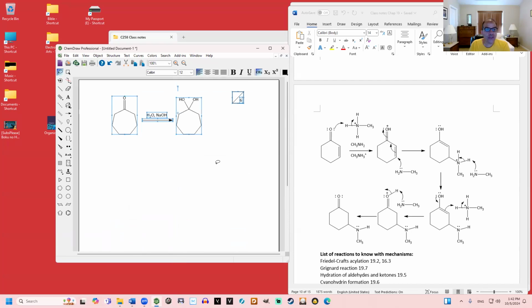Over here, we're just converting cycloheptanone to its hydrate under alkaline conditions. The way I know it's alkaline conditions is because I'm given an anion, OH-, that is the conjugate base of a weak acid. OH- is the conjugate base of water. Water is a weak acid. So that tells me that we're under alkaline conditions.